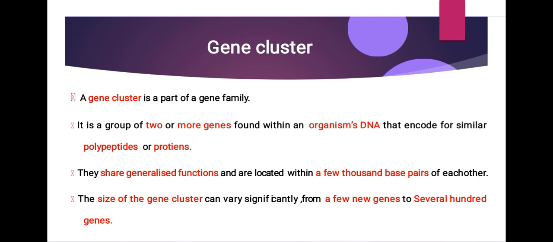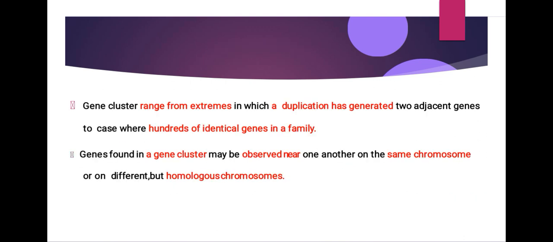Then about gene cluster. A gene cluster is a part of a gene family. It is a group of two or more genes found within an organism's DNA that encode for similar polypeptides or proteins. They share generalized functions and are located within a few thousand base pairs of each other. The size of a gene cluster can vary significantly from a few genes to several hundred genes. Gene clusters range from extremes in which duplication has generated two adjacent genes to cases where hundreds of identical genes are in a family. Genes found in a gene cluster may be observed near one another on the same chromosome or on different but homologous chromosomes.